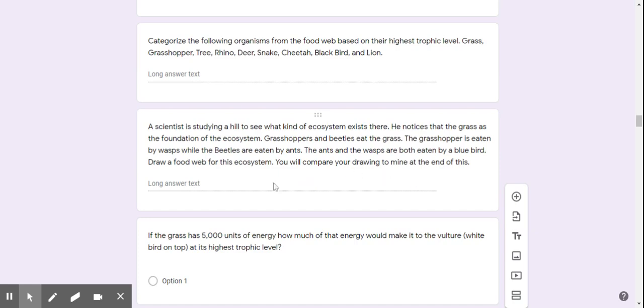And I guess at this point is when you're comparing your drawing to mine. So let's go ahead and do this real quick. We're going to be drawing a quick food web, and hopefully you guys should be able to see this. So I have a pen right here, and from what I can see, we are going to be creating this food web. So we have a couple different things. The grass is the foundation of the ecosystem, and it gets eaten by grasshoppers and beetles.